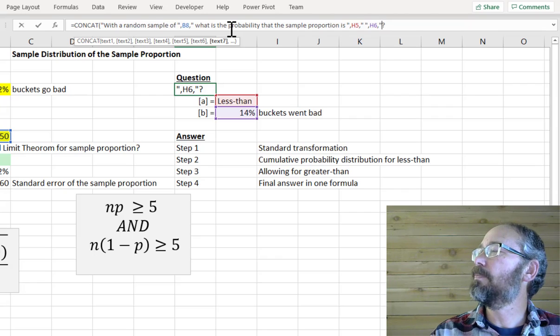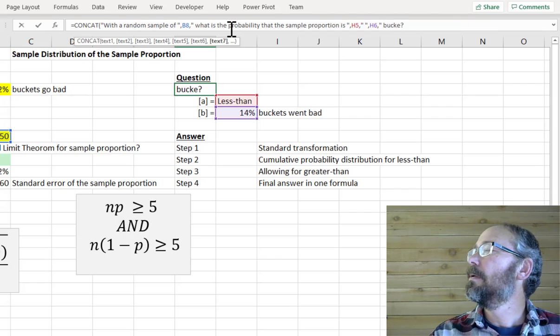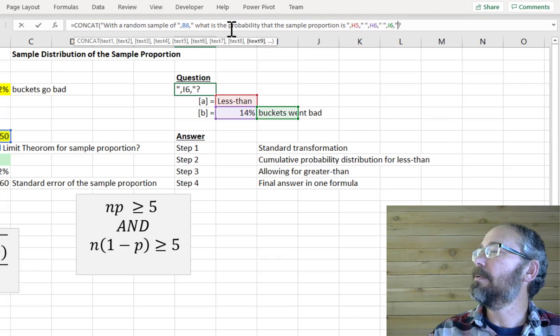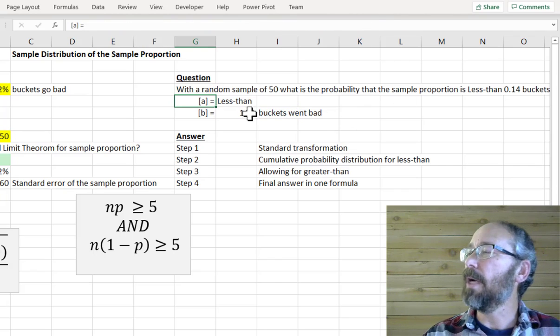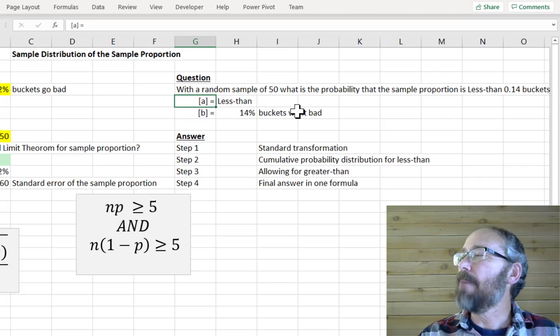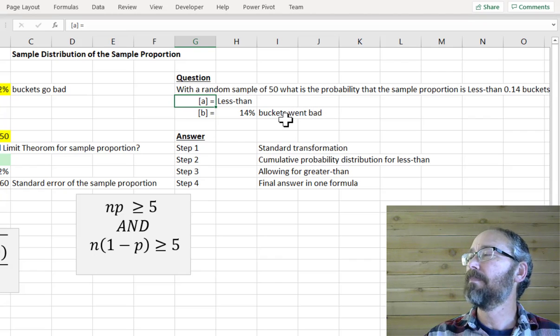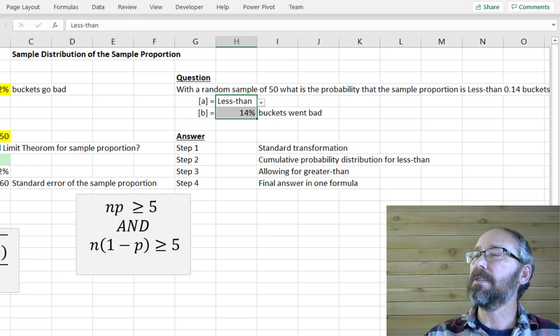14%. No, let's put in the buckets went bad. And actually, we can simply add I6 to this. So just illustrating that you can just keep stringing these things together as long as you want. Now it goes off the board here, but with a random sample of 50, what is the probability that the sample proportion is less than 0.14 buckets went bad? All right, so we'll be changing these in the future.